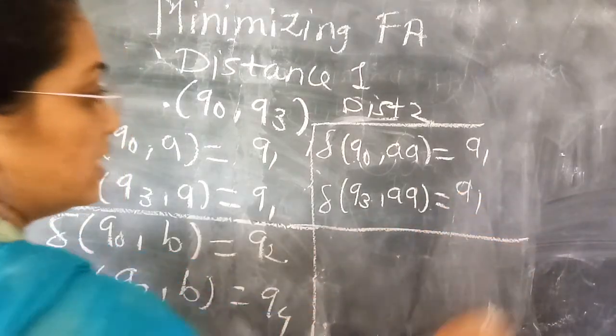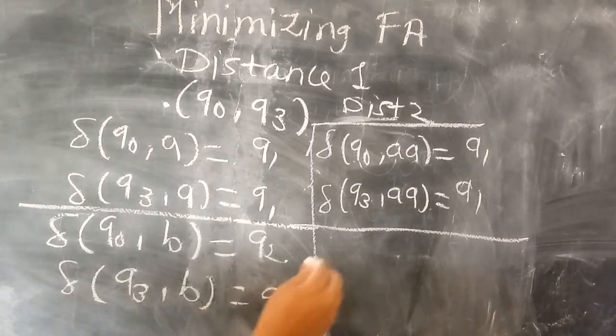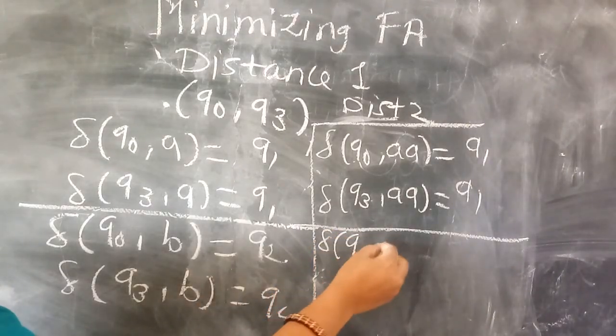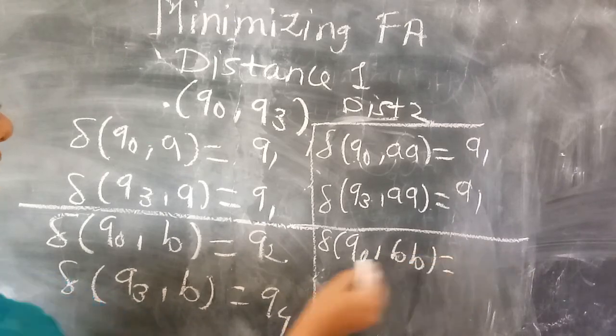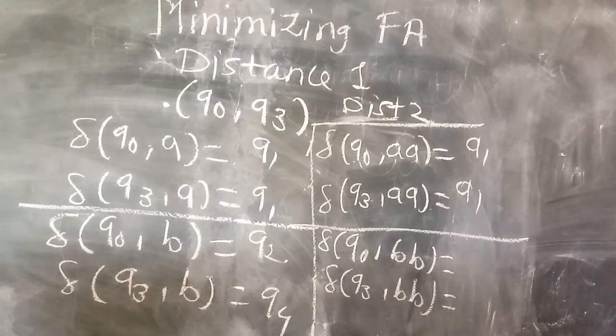From this step you can get the idea that both inputs for Q0, Q3 on simple A and double A, meaning for distance 2, are again getting the same state, the same set in output, from the same set of states, that is the non-final state. Now we will calculate it also for B, that is delta of Q0 on BB, and again delta of Q3 on BB. What is the output?